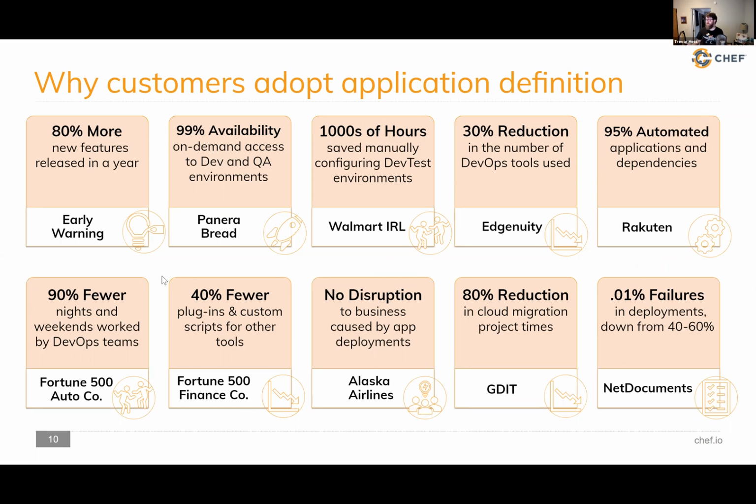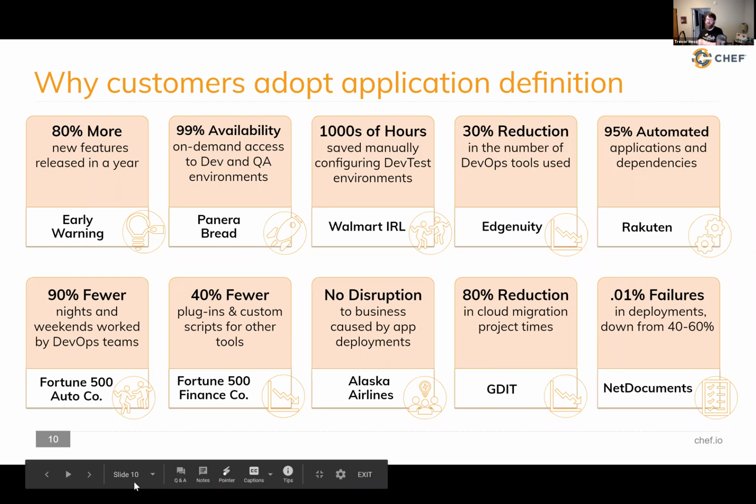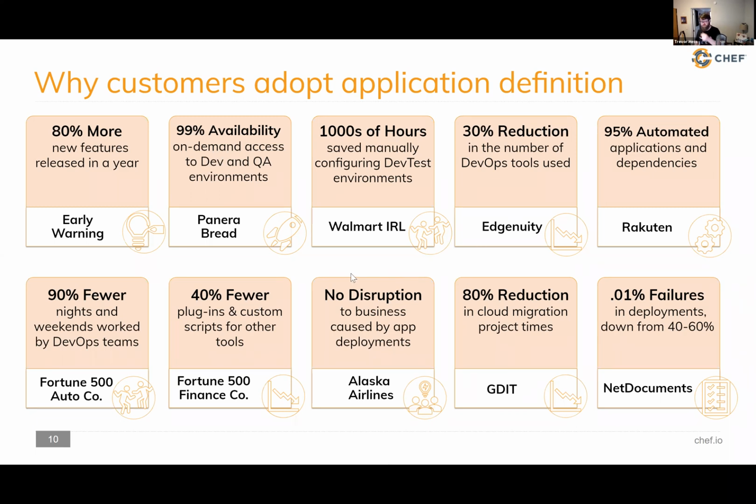They've reduced the amount of work their teams have had to do on nights and weekends in their DevOps space by 90%. There's 90% fewer hours that these teams are out there doing the soul-crushing work of getting things done outside of hours, which is just wonderful. And you can see here some of the other stories that our customers have been able to tell. Another great one is Alaska Airlines, which has been able to do application deployments with no disruption to their business from that deployment, in a way that they were previously not able to deliver.